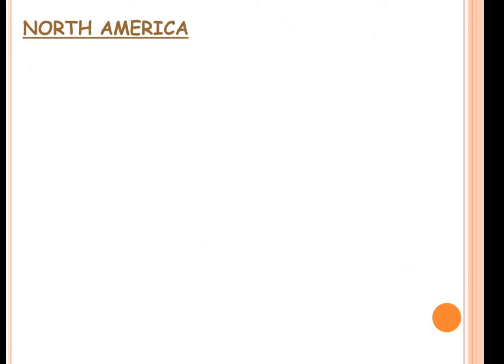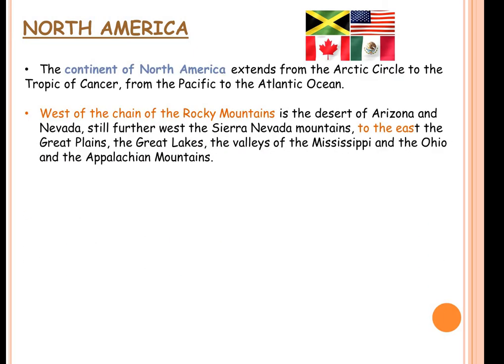Now, we need to look at North America, the continent of North America, we need to look at the geography. You know that it extends from the Arctic Circle to the Tropic of Cancer, from the Pacific to the Atlantic Ocean. Now we need to look at the topography of this place. West of the chain of the Rocky Mountains is the desert of Arizona, and still further when you go, you have the Sierra Nevada mountains to the east.